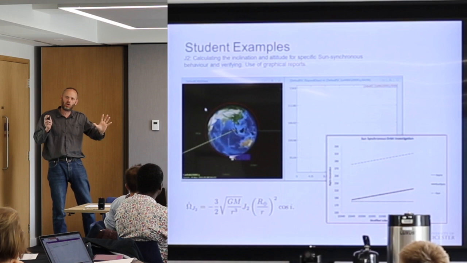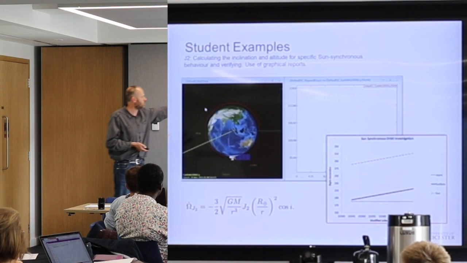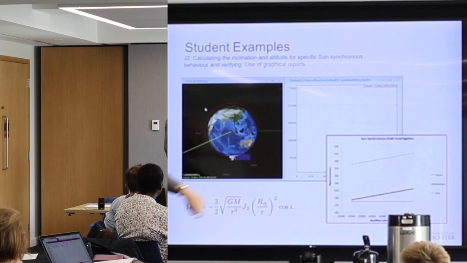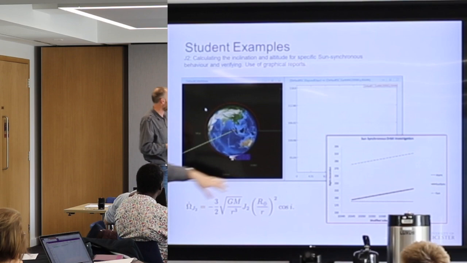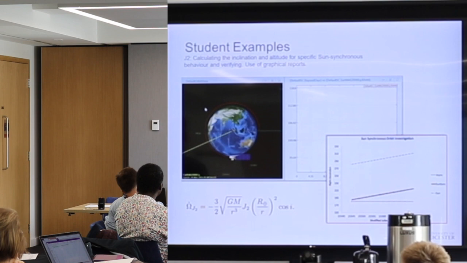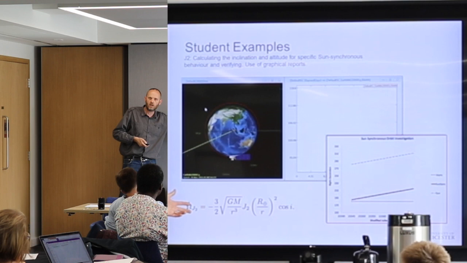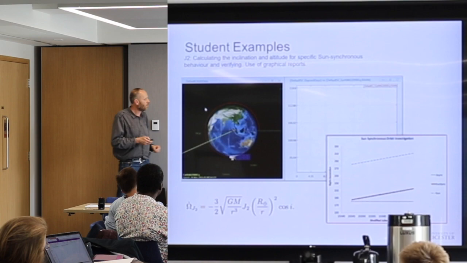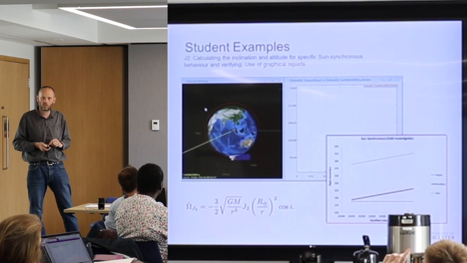But a 3D window isn't necessarily the best way to show that. So the students use the extensible interfaces, and they use data from GMAT to plot something a little bit more meaningful. So in this case, for example, we've got the right ascension of the sun as the solid line, and we've got a non-sun synchronous orbit and a sun synchronous orbit. So they can test their application of things like the rate of change of the right ascension of the ascending node, and establish the relationship between inclination, orbital radius, and the sun synchronous condition.